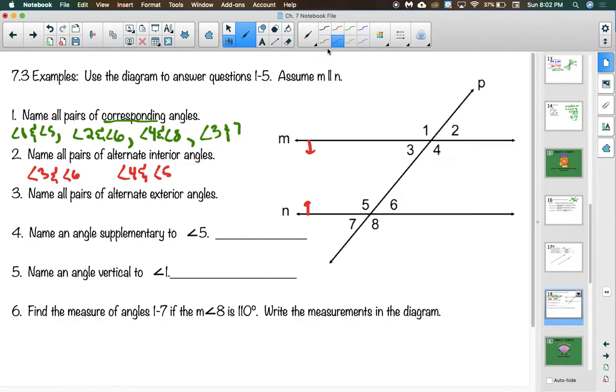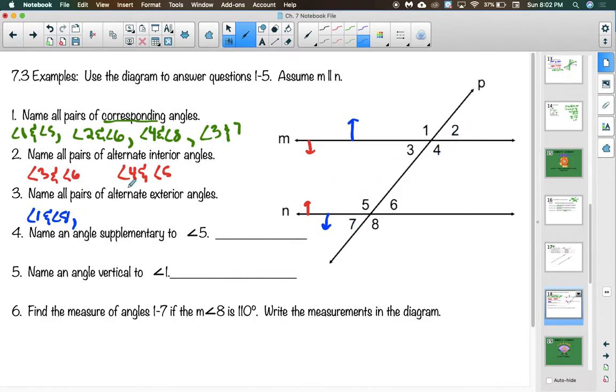Number 3, name all pairs of alternate exterior angles. Exterior means we're on the outside of the two lines. So we're talking about angles 1 and 2, 7 and 8. And alternate tells us that they're diagonal from each other. So angle 1 is diagonal from angle 8. So they are alternate exterior.